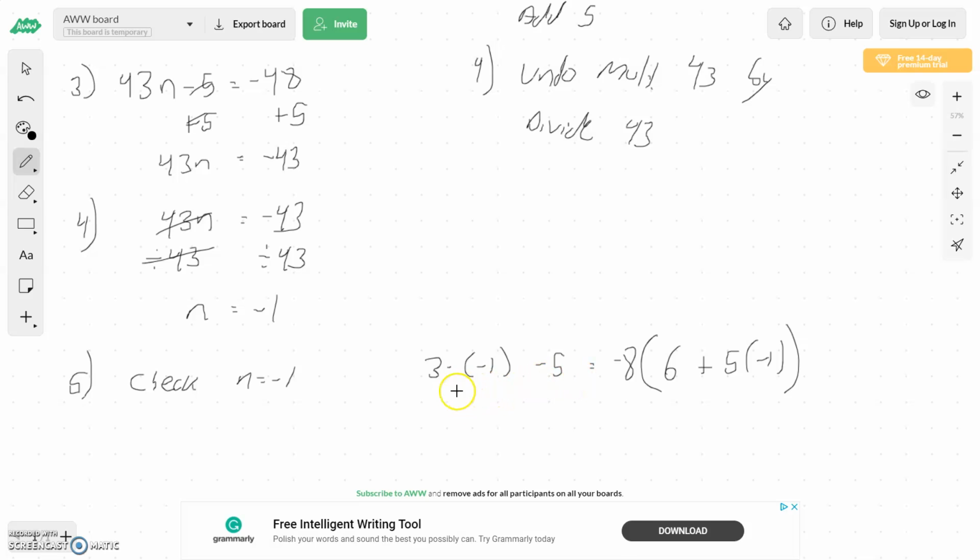Okay, let's clean it up. 3 times -1 is -3, so -3 minus 5 on the left. That's -8 times 6 plus 5 times -1. That's 6 plus -5, or 6 minus 5. -3 minus 5 is -8. 6 minus 5 is 1, so this turns into -8 times 1. And yes, indeed, we're good.